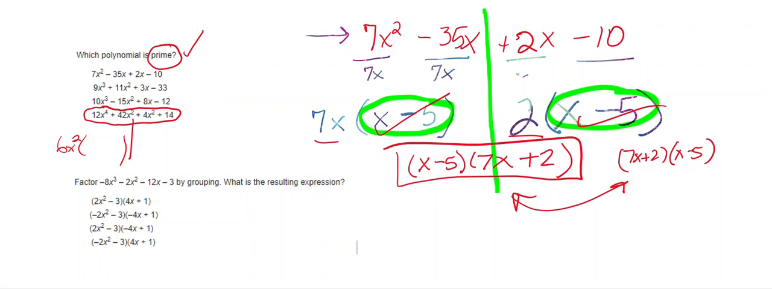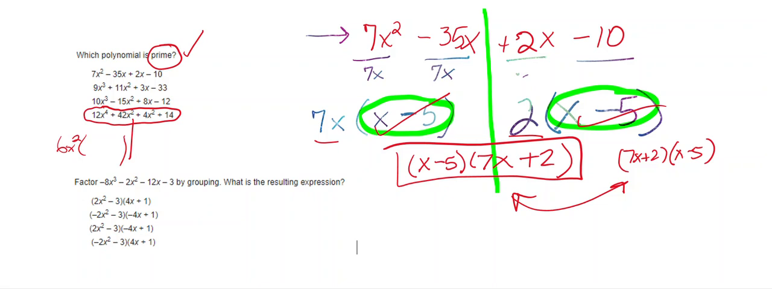What is 12x to the fourth divided by 6x squared? 12 divided by 6 is 2, and x to the fourth, take out x squared, and you're left with x squared. So we get 2x squared inside the parentheses. And then what do we get when we divide 42x squared by 6x squared? The x squareds cancel, and we're left with just 42 divided by 6, which is 7. So 2x squared plus 7.